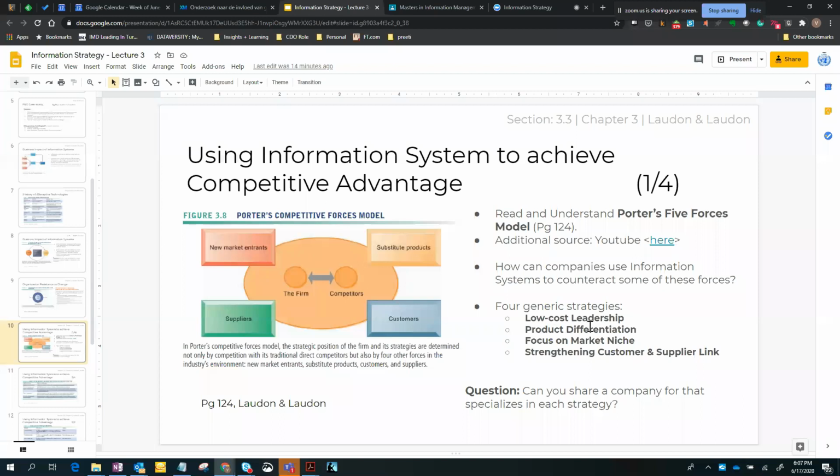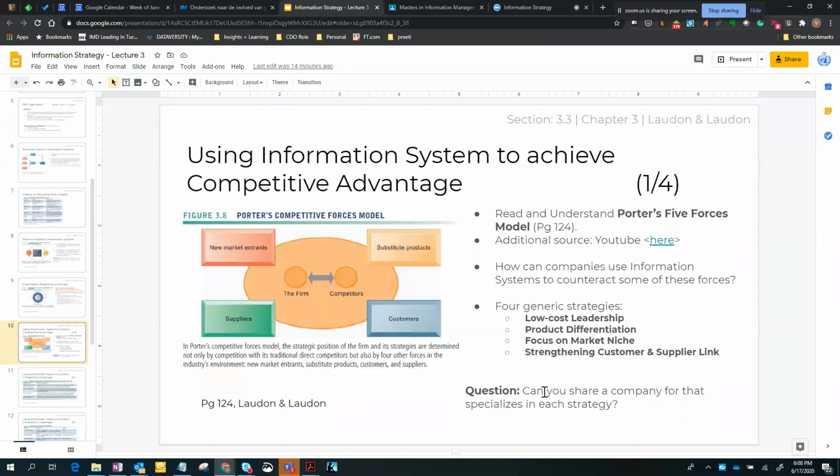So that's product differentiation. Focus on a market niche, meaning you will not focus on the full complete market, but you will only focus on a certain specific part of the market. That's another strategy. And the fourth strategy is that you can tighten the link between customer and supplier. So you can read more about these strategies in chapter 3 as well.